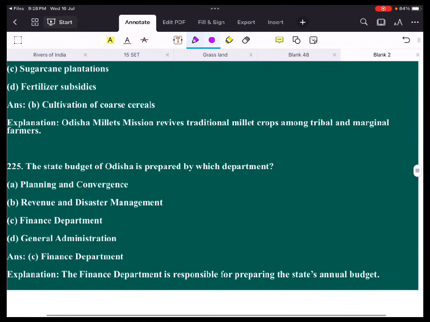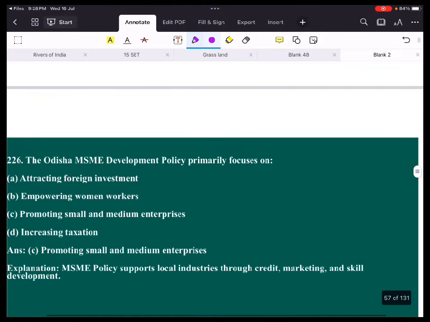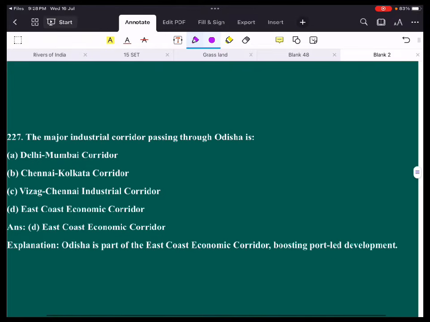The state budget of Odisha prepared by which department? That is Finance Department. Option C. Odisha MSME development policy primarily focus on promoting small and medium enterprises. Option C. The major industrial corridor passing through Odisha, that is East Coast Economic Corridor. Option D.